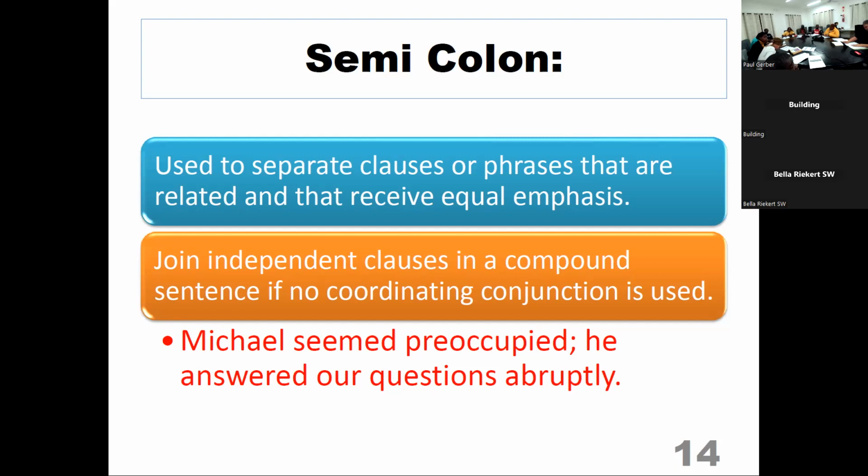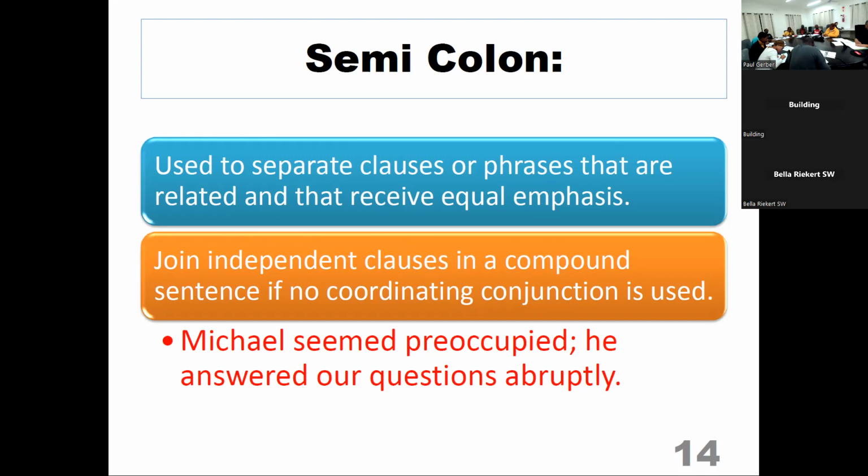So this is the semicolon. Let me just check. The semicolon is not like this over here; this is actually the colon. If you go down here, after the word "preoccupied," you see that? That is what the semicolon looks like. It is the dot with a comma at the bottom.